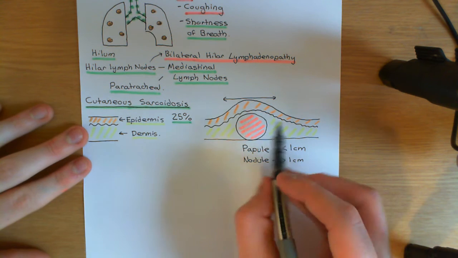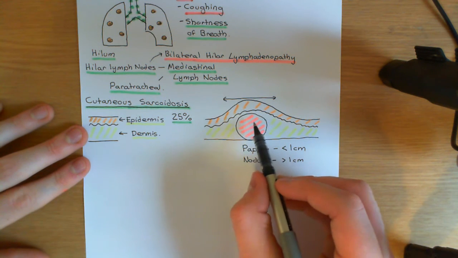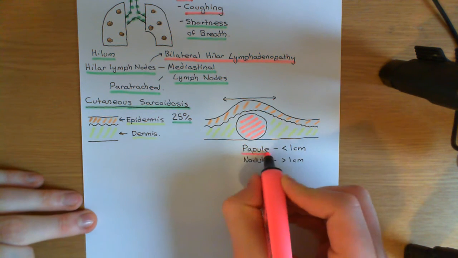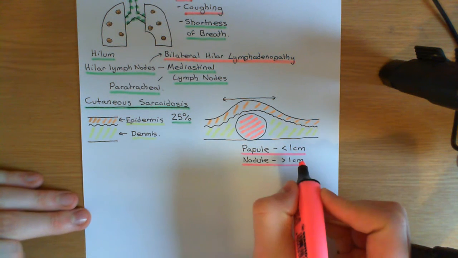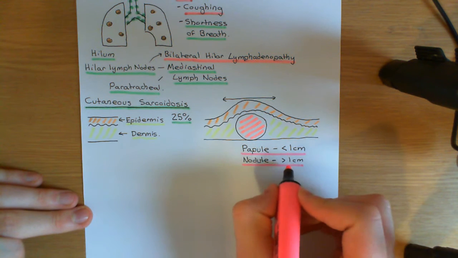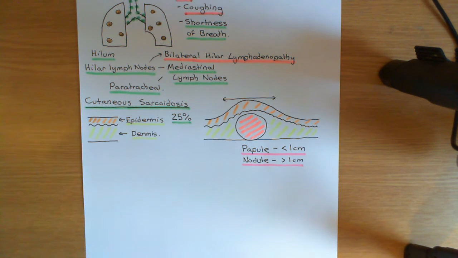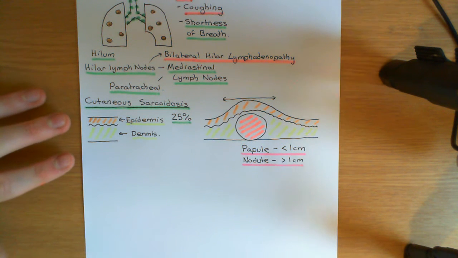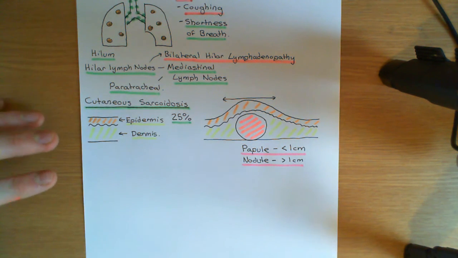So depending on how big the granuloma that has formed in the dermis actually is, you would describe the skin lesion as either a papule or a nodule. Cutaneous sarcoidosis causes these papules and nodules to form over the body, which are these granulomas that have formed in the dermis layer of the skin. Okay, so next, let's just summarise this firstly. This will occur in 25% of people who are suffering from sarcoidosis. They will get papules and nodules on their skin, which are where these granulomas have formed.